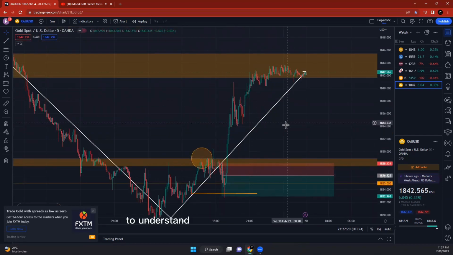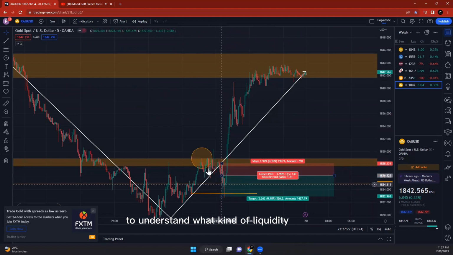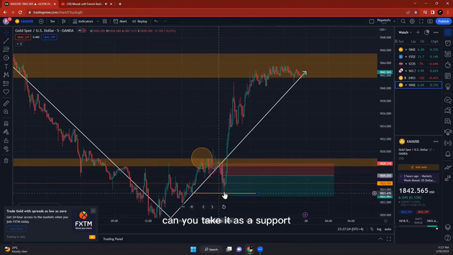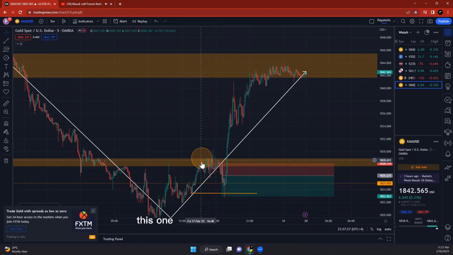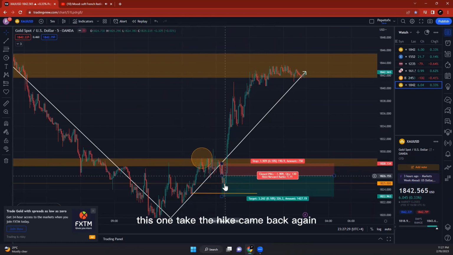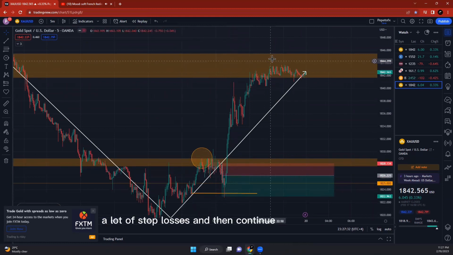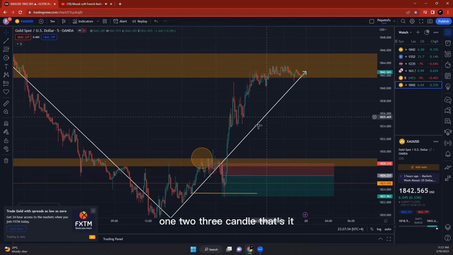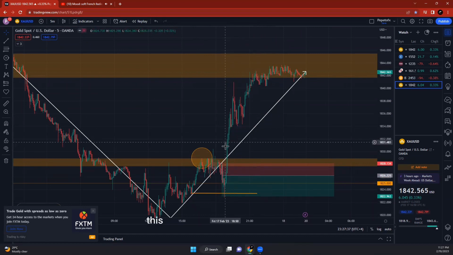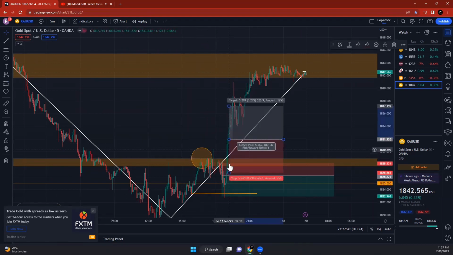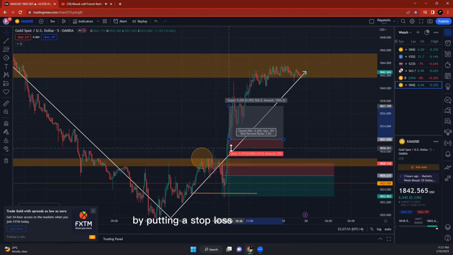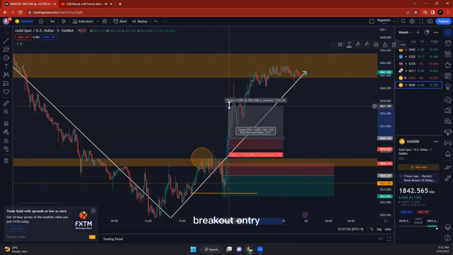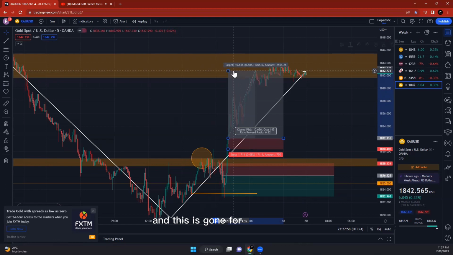You need to get used to it to understand what kind of liquidity candles you can take as support, like liquidity moves. This one, take the high, came back, again a lot of stop losses, and then continue to the upside within 1, 2, 3 candles. That's it. You cannot run behind the trade. This one is the stop above the level. You can enter long. If you don't know how to enter here and respect this level, you can enter after, by putting a stop loss below this candle, breakout entry, and this is gone for 100 pips.